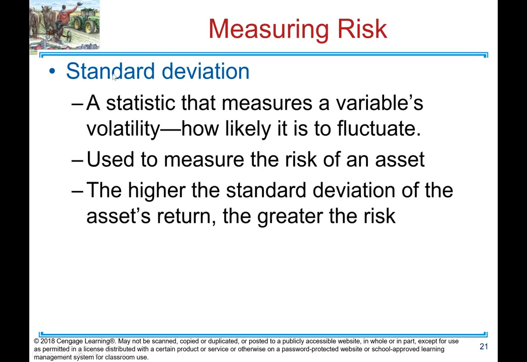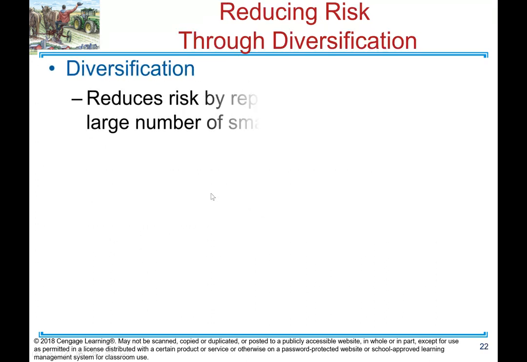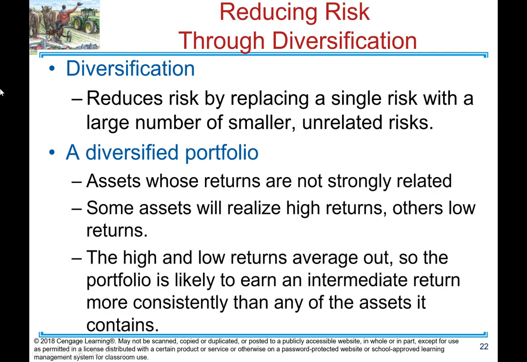Measuring risk. Standard deviation, a statistic that measures a variable's volatility, how likely it is to fluctuate, is used to measure the risk of an asset. The higher the standard deviation of an asset's return, the greater the risk. Reducing risk through diversification. Diversification reduces risk by replacing a single risk with a large number of small unrelated risks.